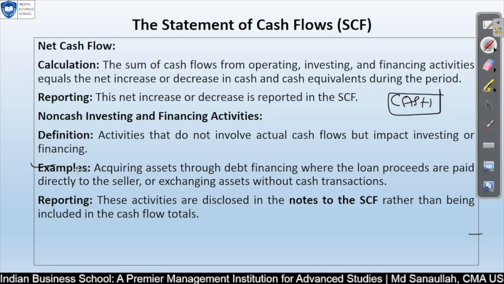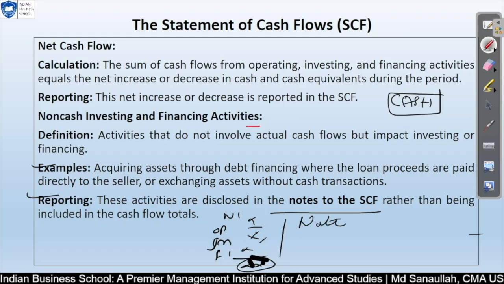And for reporting, these activities are disclosed in the notes of the statement of cash flow. When you have prepared your cash flow, net income, operating activity, investing activity, financing activity and their amounts, then whatever final amount you got, below or side by side you can mention the notes with regard to this kind of non-cash investing and financing activity. You have to update whatever transaction you did.